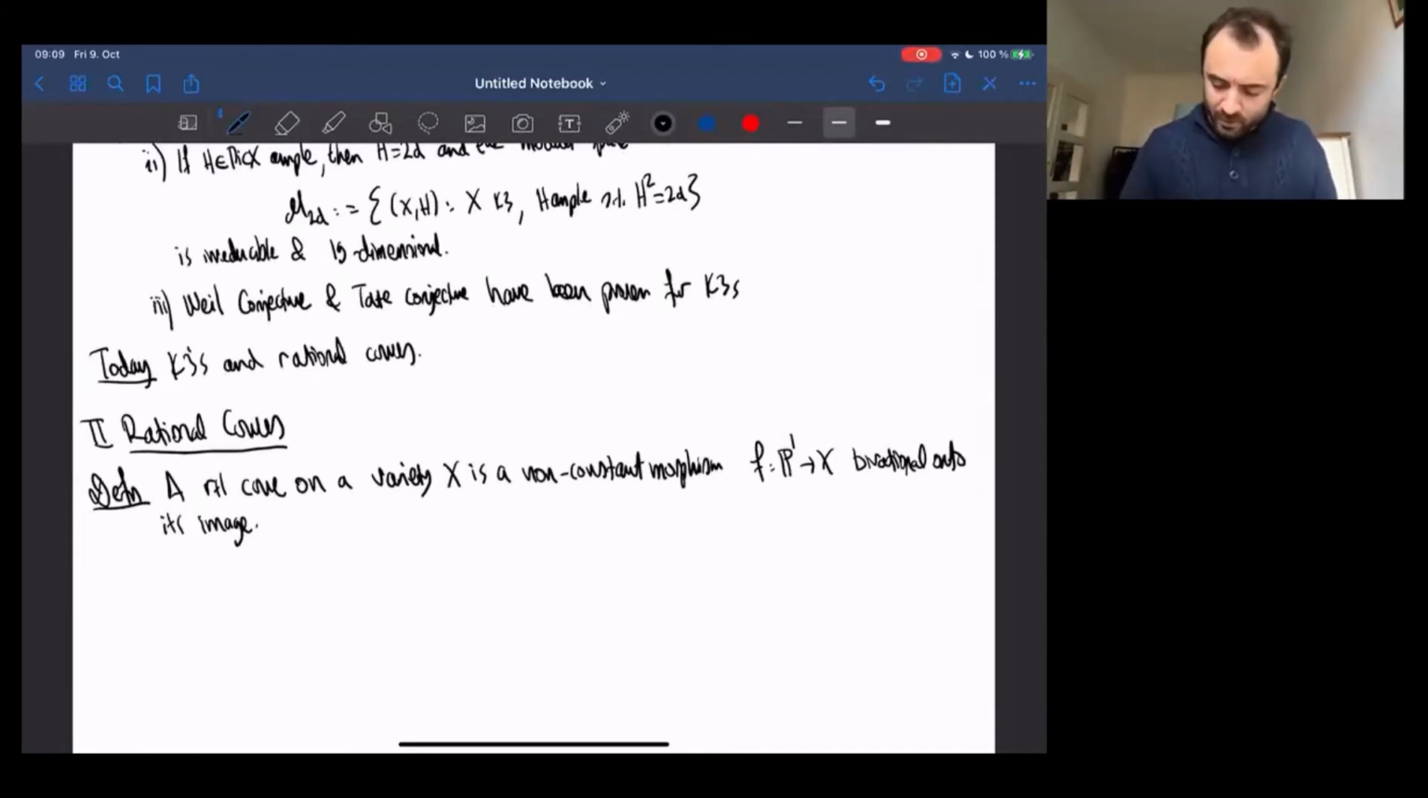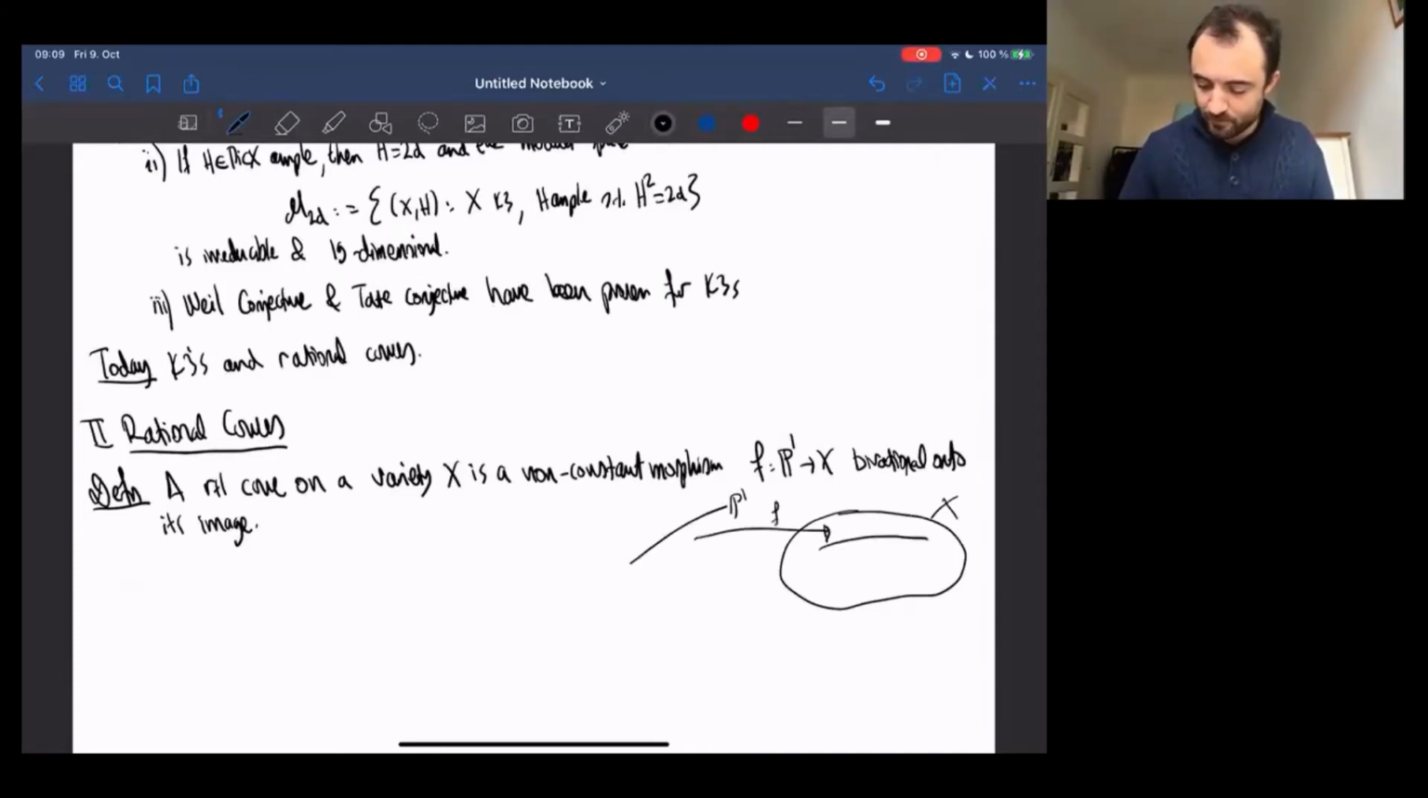Okay, and of course, just a silly remark. If you have a variety X, it doesn't have to be that these images are smooth, right? So I can have my smooth P1 here, and I can have a morphism where the image is smooth. But of course, in general, nasty things can happen.